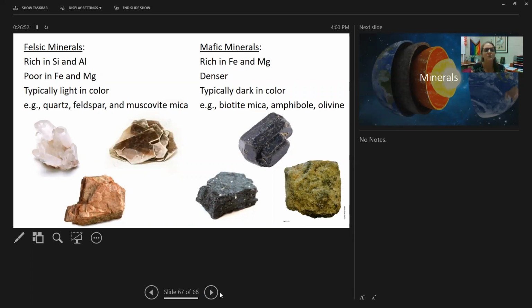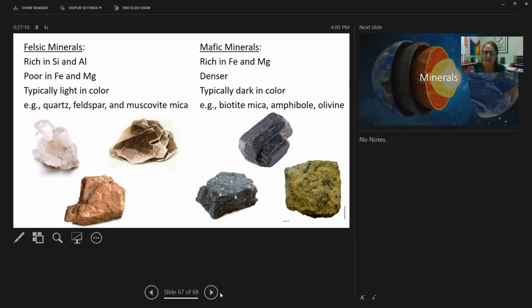Mafic minerals, on the other hand, those are the ones that don't have much silica within them. Instead, they're rich in iron and magnesium. And because of that, they're denser, right? They have the larger, heavier elements, so they're denser. And because they lack silica, they're often darker in color, these dark grays, blacks, dark greens. Examples of this would be the biotite mica, amphiboles, olivines.